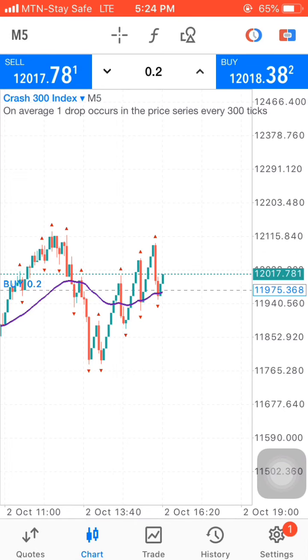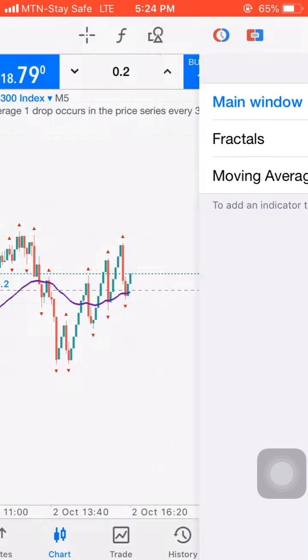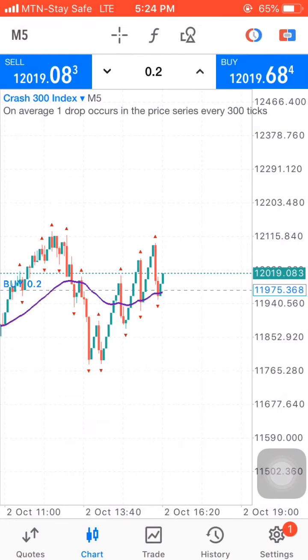But before then, maybe I might be done with the video because I'm not going to take your time on this video. So the indicators I'm using are actually fractals and moving average. Those are the two indicators I'm using. Of course, the fractals, you know already, they don't carry any settings, so it's just default. So it's the moving average that carries the settings.